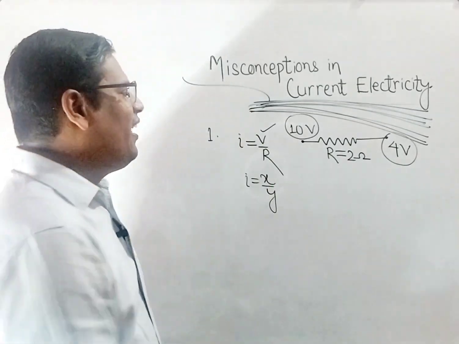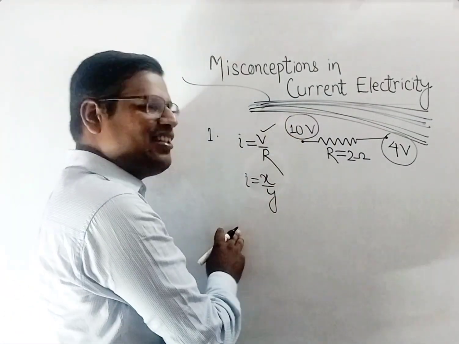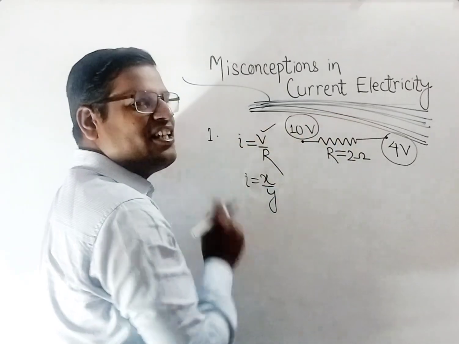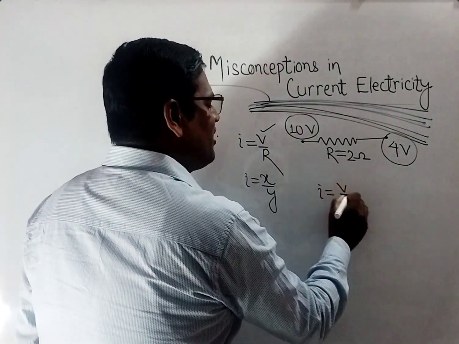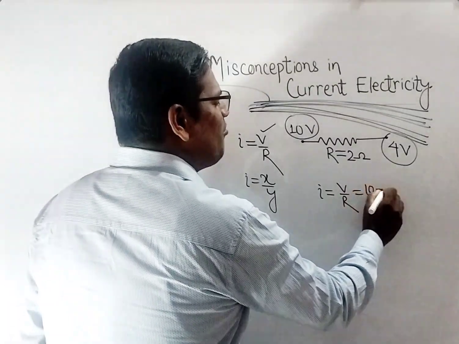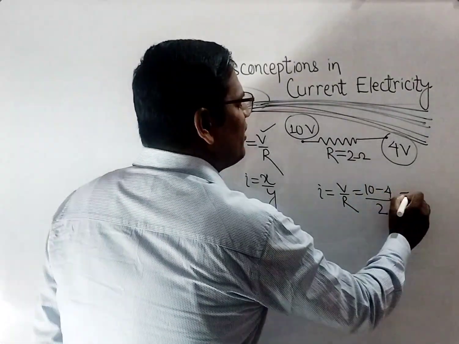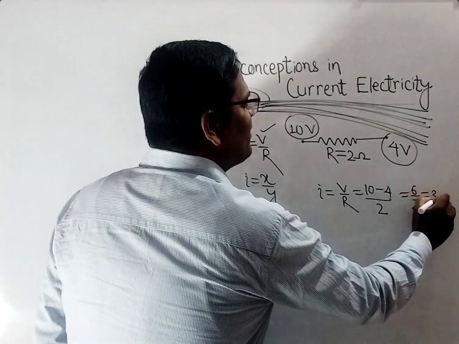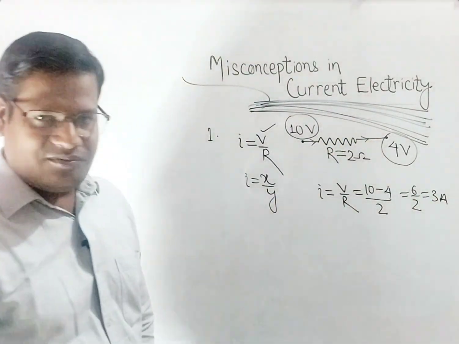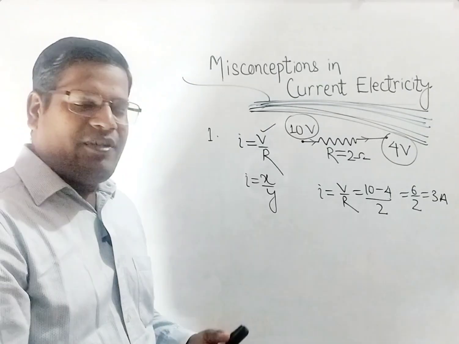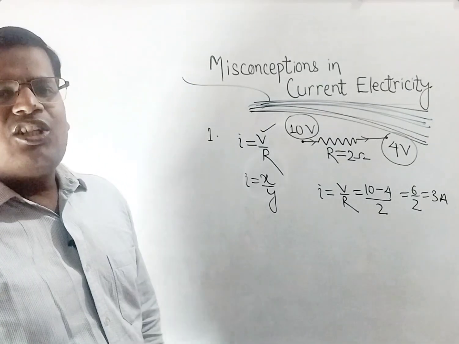So here this V is neither 10 nor 4, this is 10 minus 4. So here the current will be potential difference by resistance. So this is 10 minus 4 by resistance 2, that is 6 by 2, that is 3 ampere in the direction from high potential to low potential. This is one misconception.